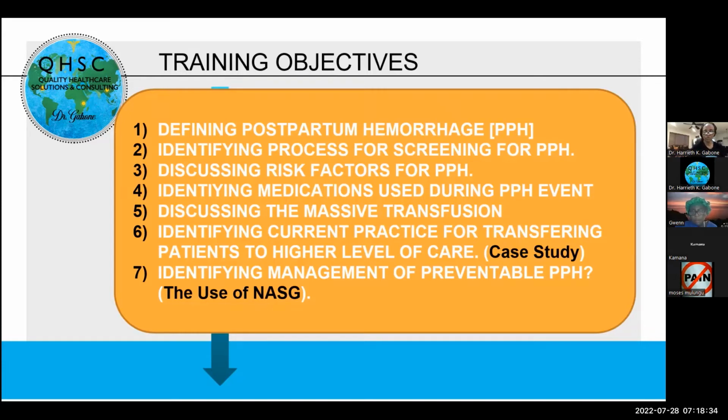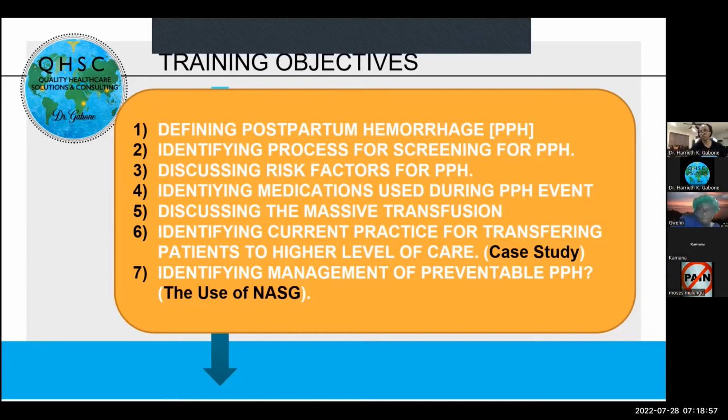We have a little video for the non-pneumatic anti-shock garment to help us, especially for the lower level hospitals, level 1 and level 2, like Buguruni and Mwananyamala. If the patient needs to be transferred to a higher level, which in this case is Muhimbili, can we use this garment to help stabilize the patient until she gets there? So when the patient arrives at Muhimbili, she has a better chance of being resuscitated according to her situation and having a better outcome. That was a little background of all the objectives today.